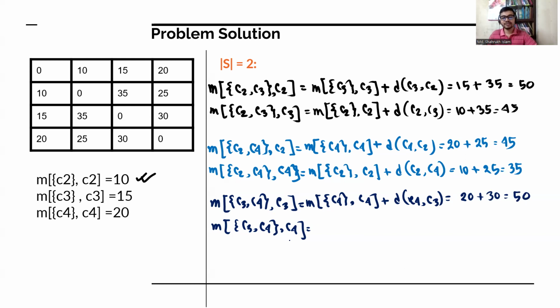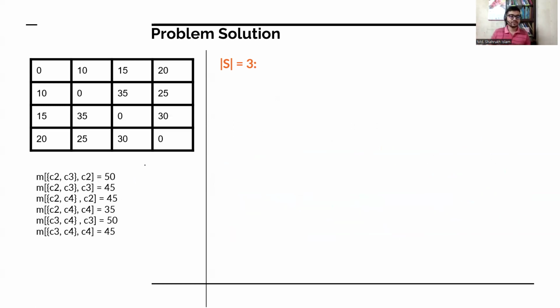And in the last example, we have to end our journey at C4. That means we have to visit C3 first. C3, and we have to travel from C3 to C4. And what is this? C1 to C3 is 15, C3 to C4 is 30, and this is 45. Okay, we have solved 6 examples with cardinality 2, and we will use these solutions in the next bigger problem. So I have written here 50, 45, 45, 35, 50, 45 that I solved in the last slide.